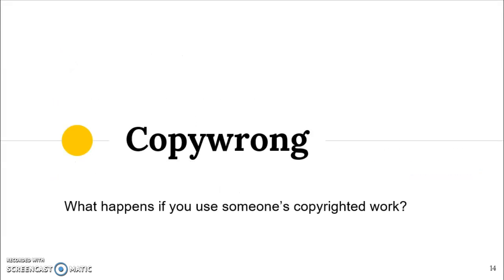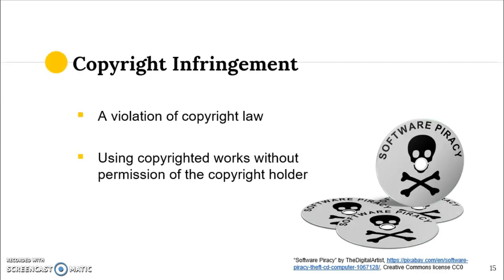Now that we've gone over what copyright is, let's talk about what happens if someone's copyrighted work is used illegally. Copyright infringement is violating copyright law. The U.S. Copyright Act allows the copyright holder the rights to reproduce, distribute, display, and perform works that are copyright protected. If you use someone's work without permission, you are breaking the law. The copyright holder is typically the work's creator or a publisher or other business to whom copyright has been assigned.